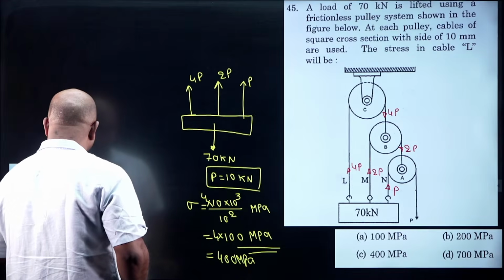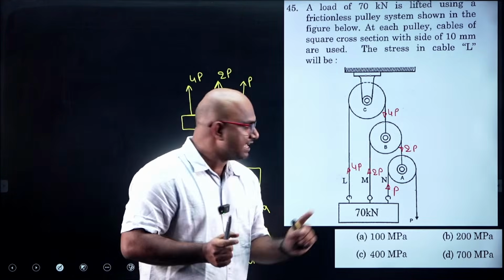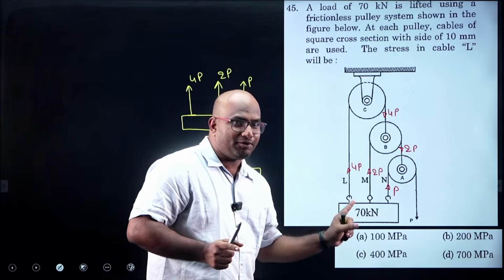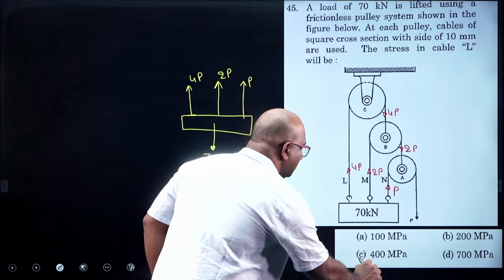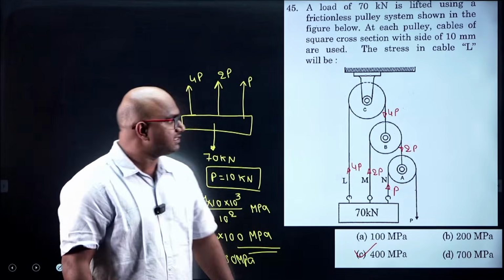You should be very careful about which cable he is asking. In the cable L, the load acting is 4P, guys. It is 400 megapascals.